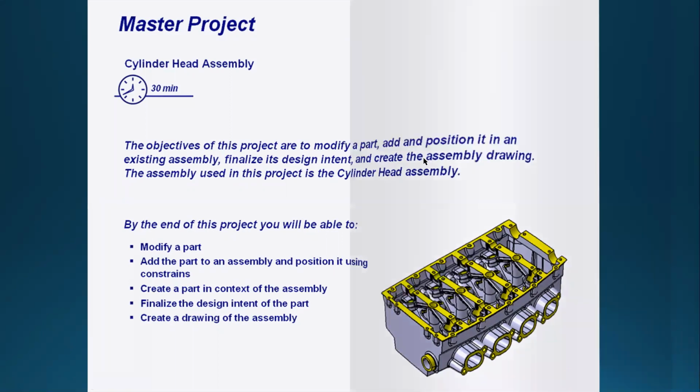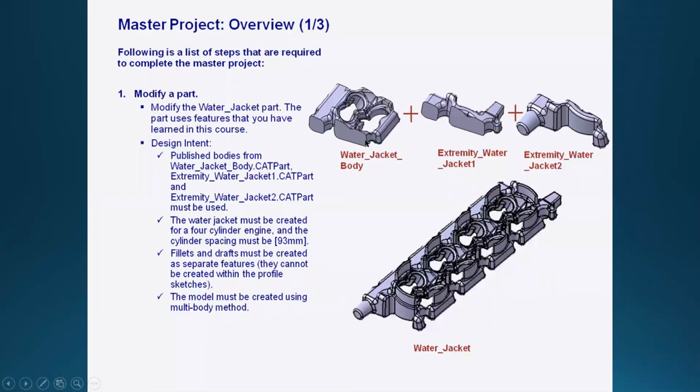This is the overview of how we will create it. This is the list. First we will get this one, the water jacket part. After that we have to import these two into this one, and then we'll get the water jacket product. We have to publish this body.